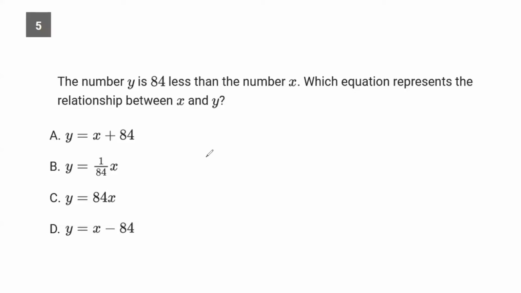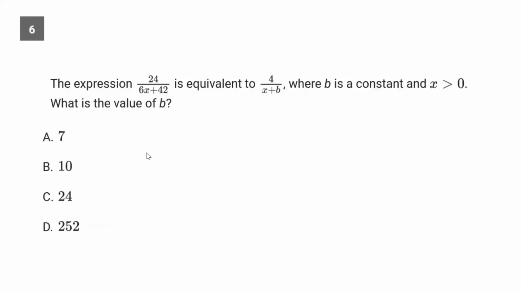The number y is 84 less than the number x. Which equation represents the relationship between x and y? Okay, so less than means you're subtracting, right? So you're going to do the number x, y is, that's an equation, equal sign. So this is where they reversed it. Sometimes people say 84 minus x. Luckily, that's not an option here. Less than x, so x minus 84. And that is D. Okay. Now we'll go to 6.